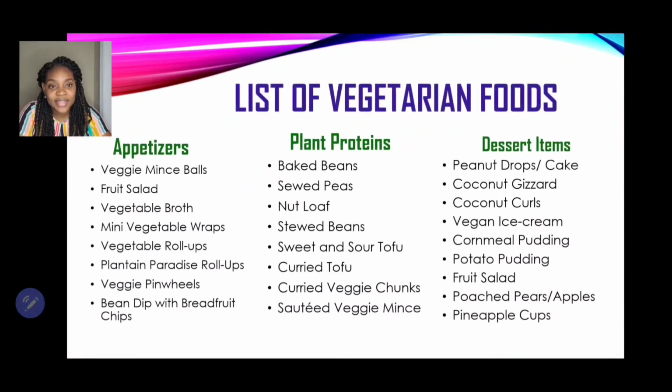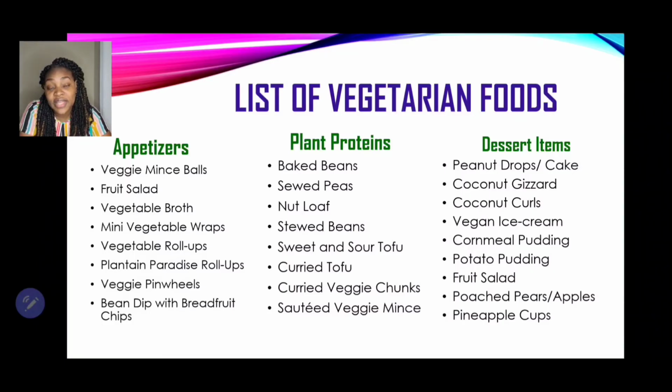Now, what I've added here is just a list of vegetarian foods. Sometimes you may not know persons who are vegetarians, and you may find it a little difficult to come up with a wider range of appetizers, plant proteins, or even dessert items, right? So especially if we're planning for a vegan, when there are no eggs involved, no dairy products, just strictly plant products. Good.